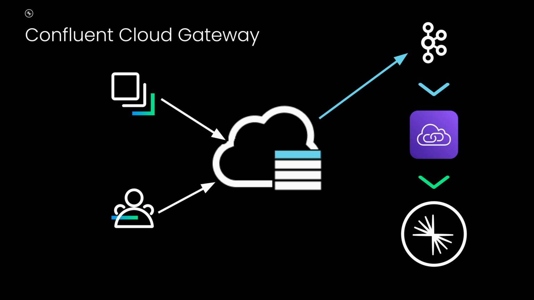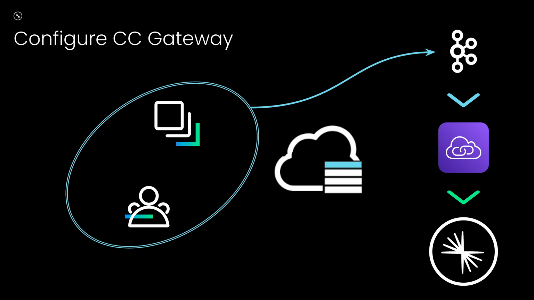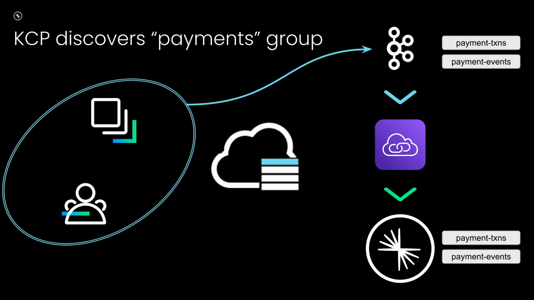KCP introduces a concept called migration groups. This is a logical collection of Kafka topics and related client applications that operate as a unit. Members of a group need to migrate together to ensure we can continue to serve and process data in a business-as-usual fashion. For example, KCP discovers a payments group that has topics like payment transactions and payment events.